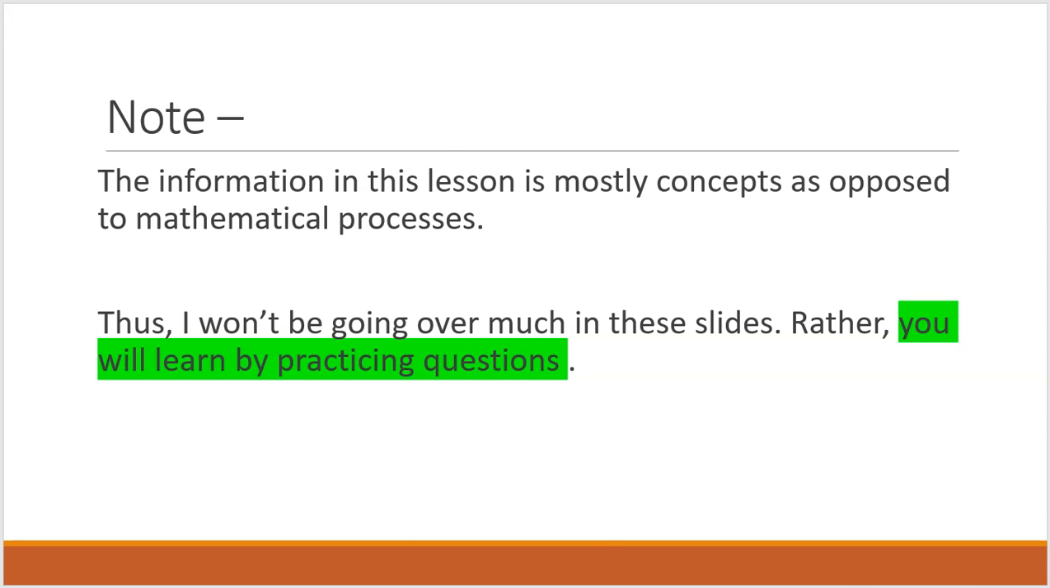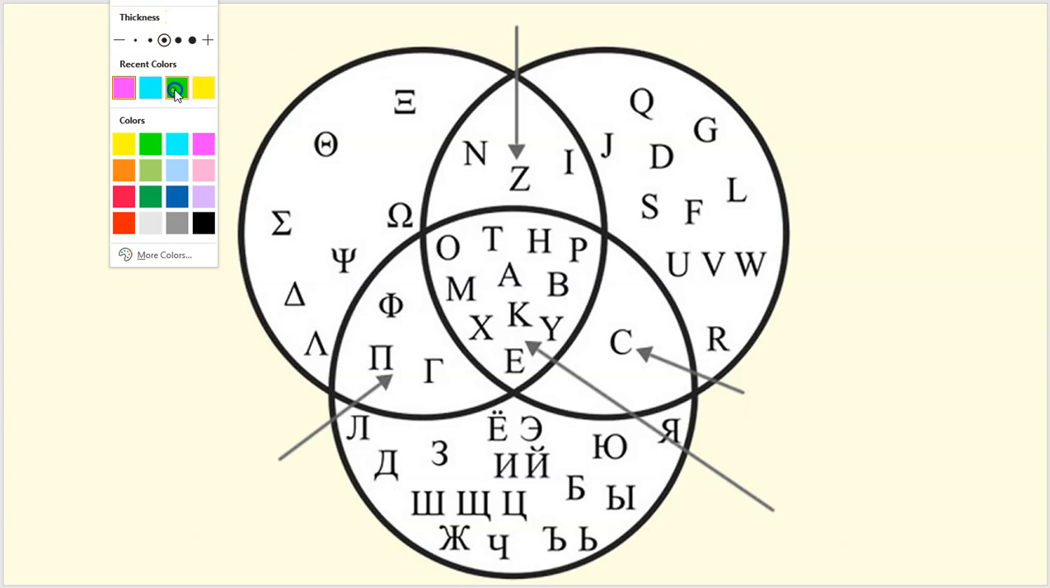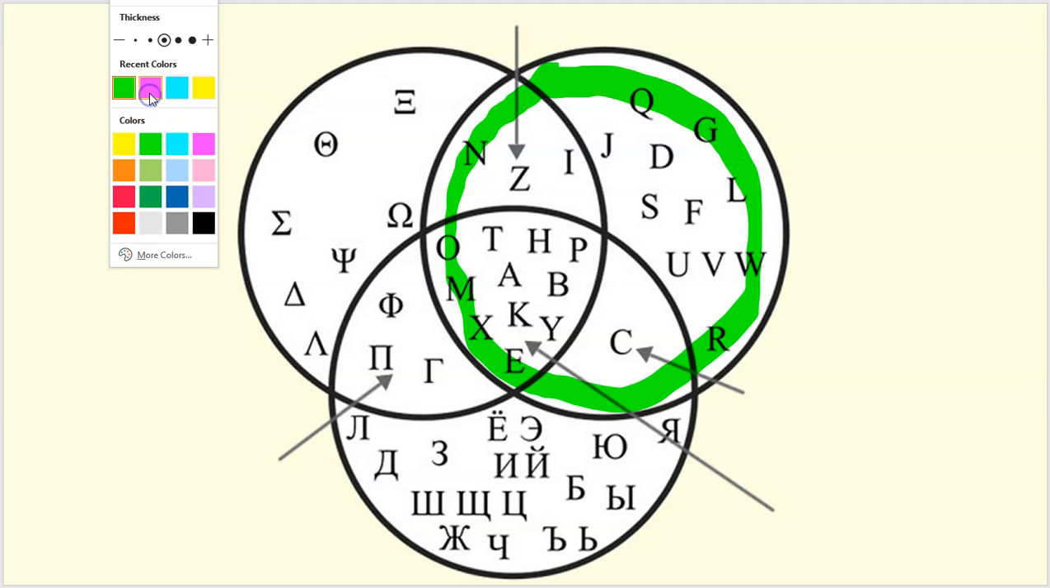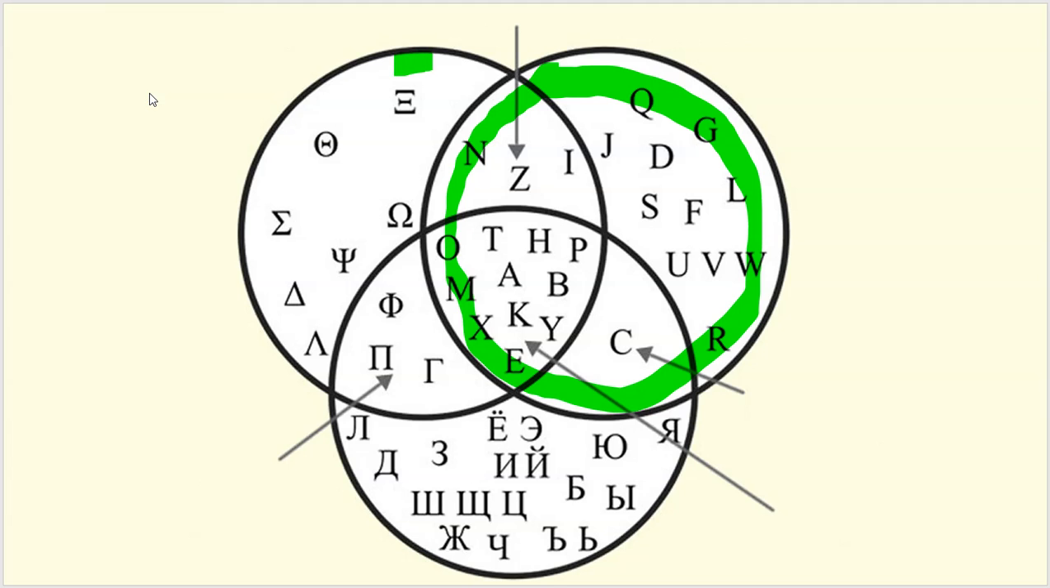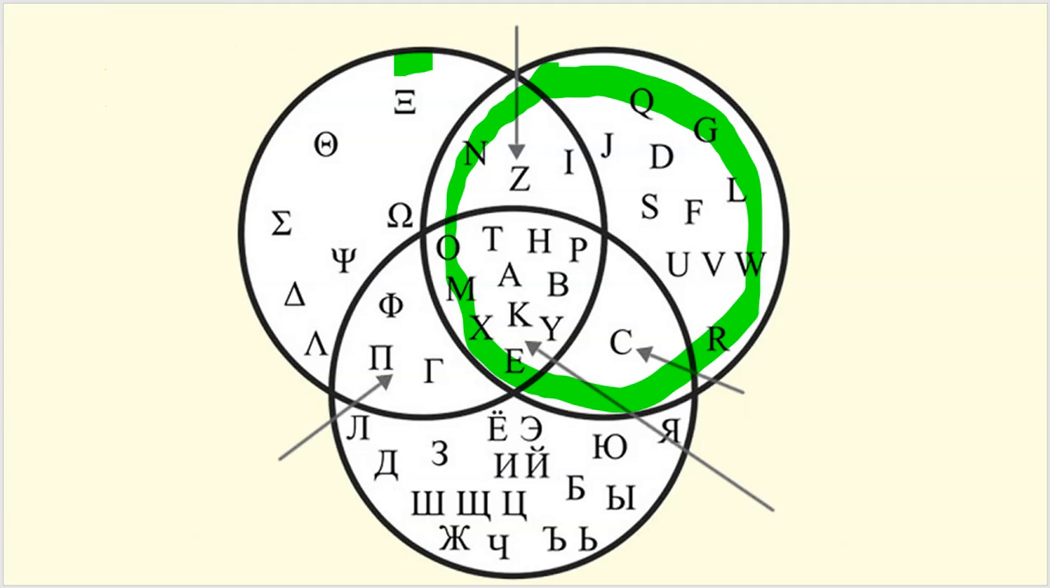So moving on, consider this picture here. It is composed of 3 different circles. The first circle, I'm going to highlight green, has all of these letters from the English alphabet. Notice they're all uppercase. The second one over here, if I can get my purple pen, there we go.